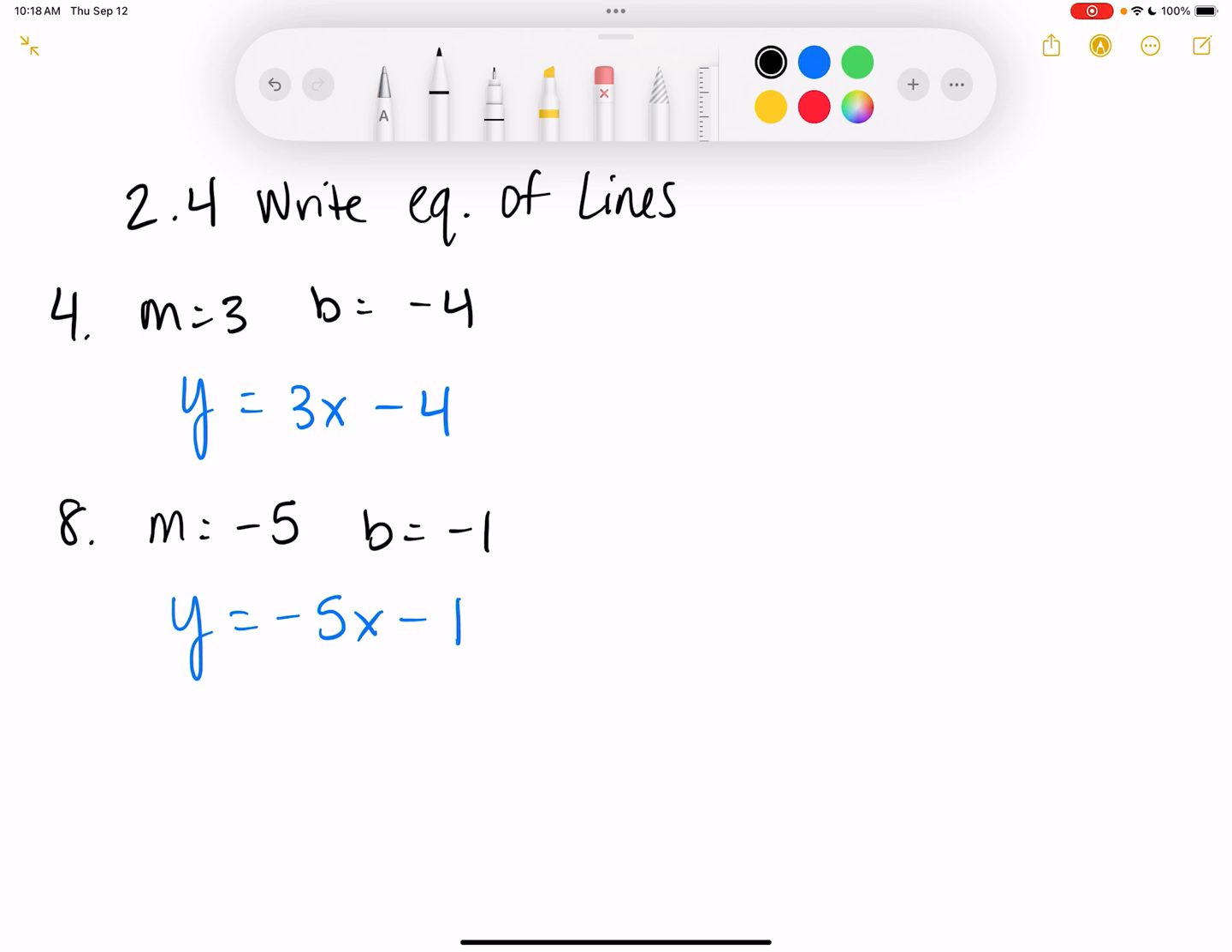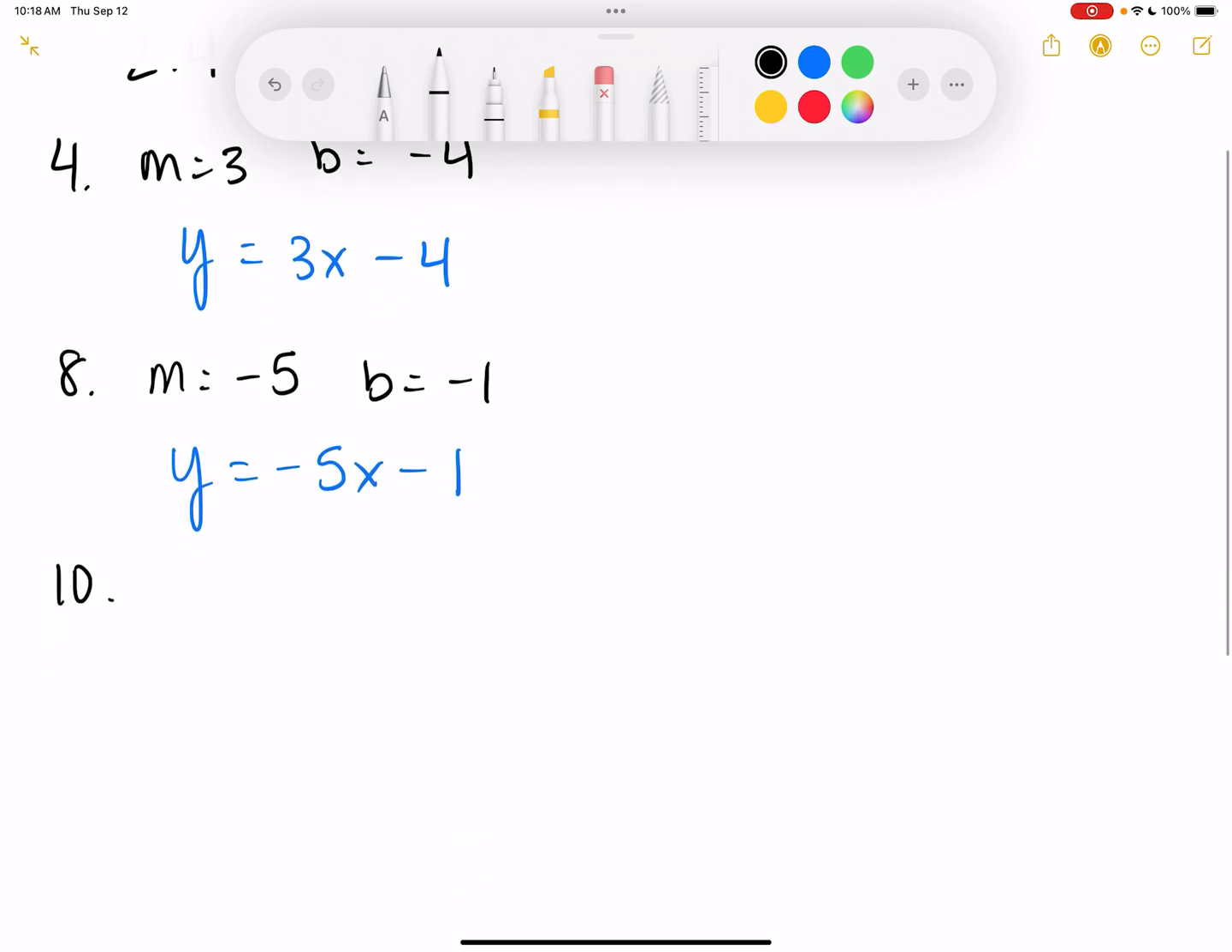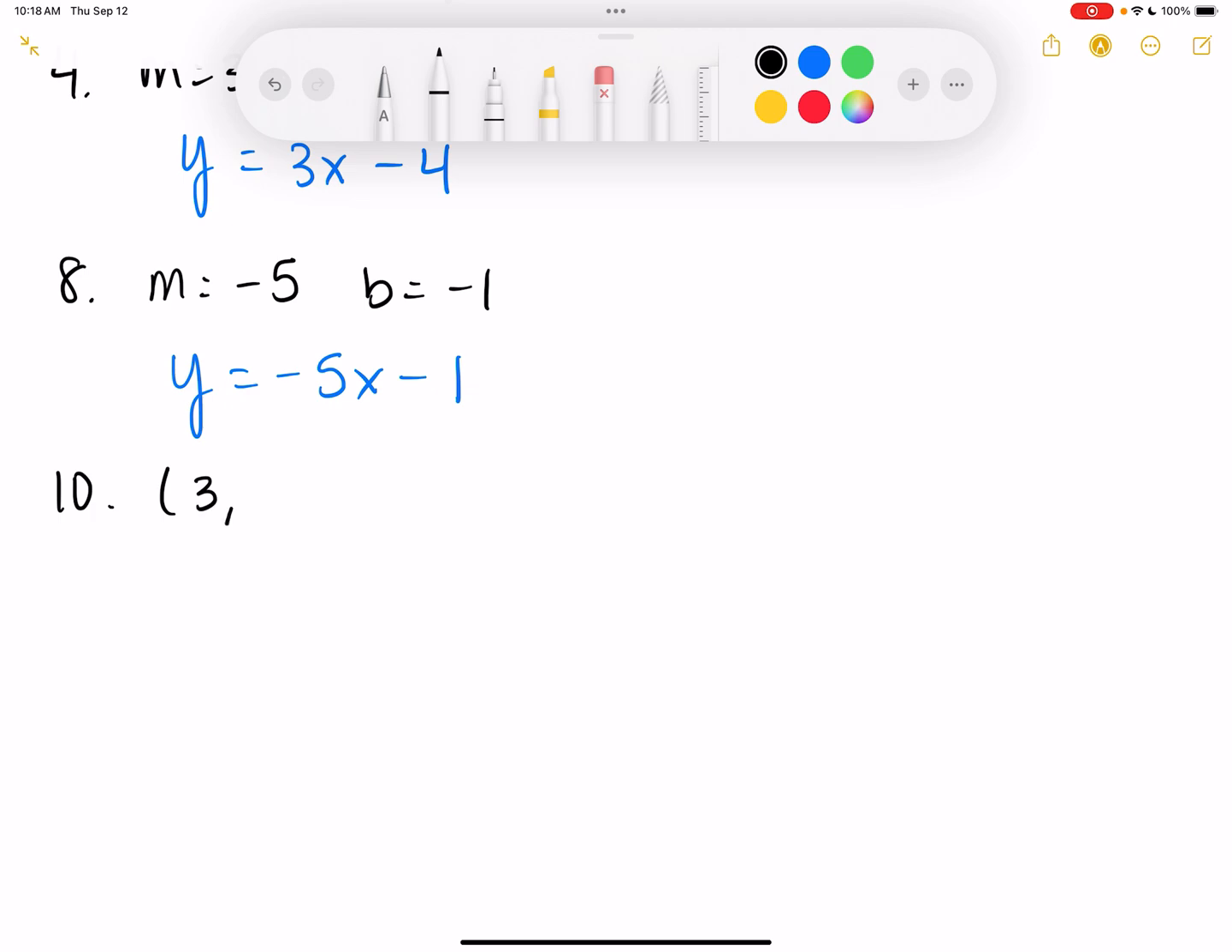Write an equation of the line that passes through the given point and has the given slope. So number 10, the point 3, -1, and the slope m equals -3. Based on what I'm given, what do you think I should do? What form? Point-slope form. Yep. Point-slope form, and then we can move into slope-intercept. I'll take answers in either form, to be honest, because both are true equations of a line, so it just depends on how you want to write it.